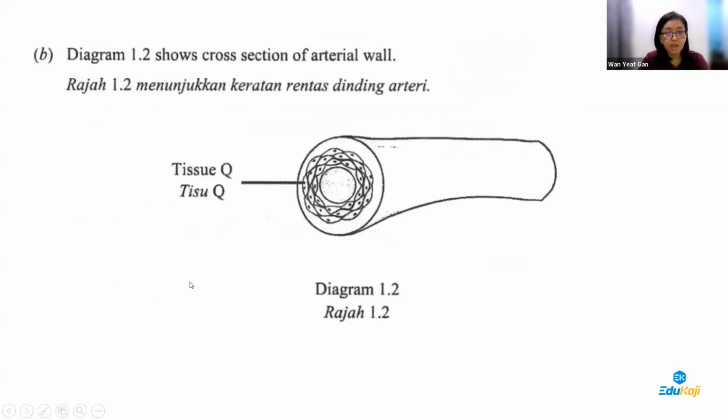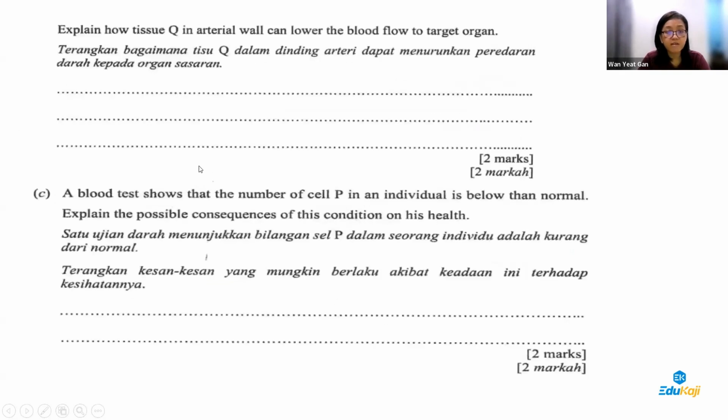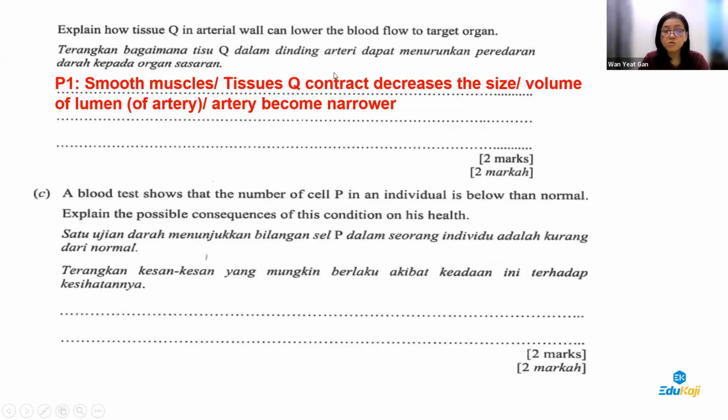Okay, next. The diagram shows a cross-section of the arterial wall. Tissue Q forms the wall of the artery. Just now we already named tissue Q as the smooth muscle. Explain how tissue Q in the arterial wall can lower the blood flow to the target organ. So tissue Q is a smooth muscle. It can contract to decrease the size of the lumen, hence the artery becomes narrower.